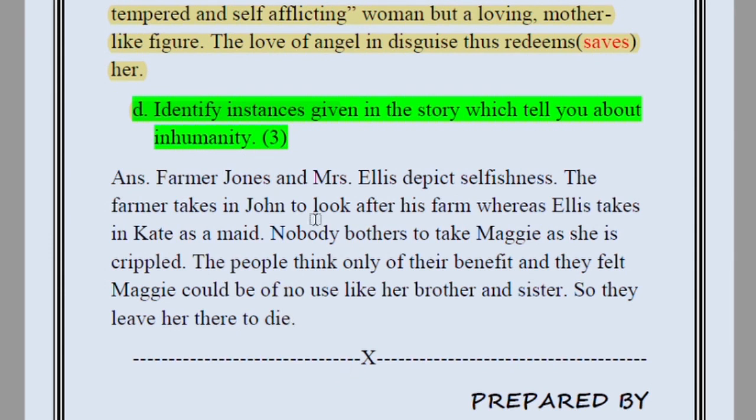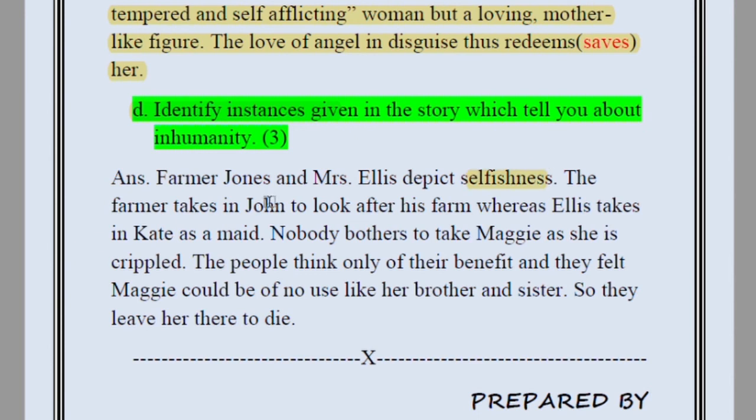See, identify instances given in the story which tell you about inhumanity. So this is a story where you find selfish people and you find people with a very good heart, selfless people. So do you get examples of selfish people over here? That is the question. Yes, we obviously get examples of these people. Farmer Jones and Mrs. Ellis depict selfishness.